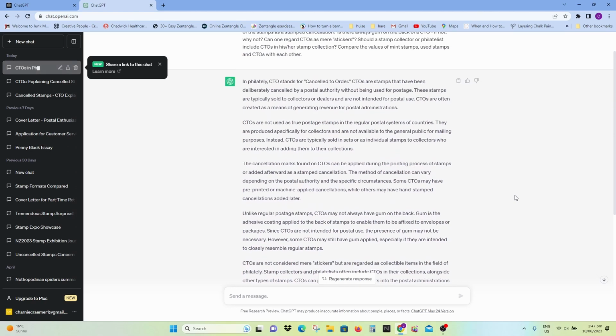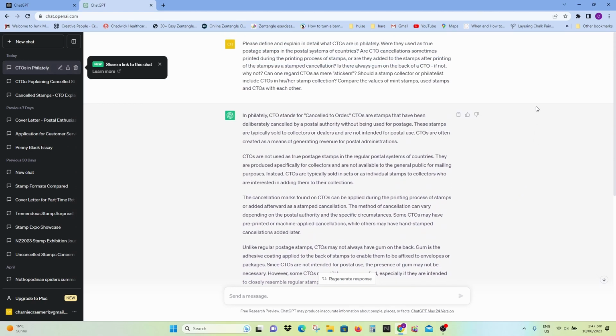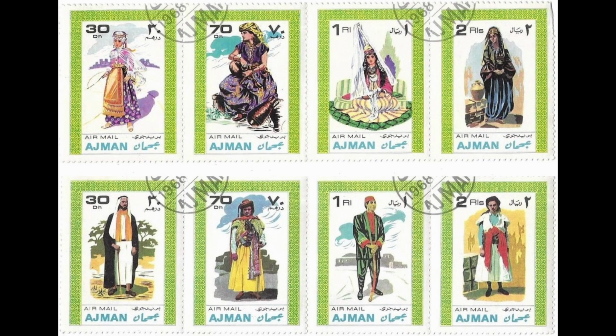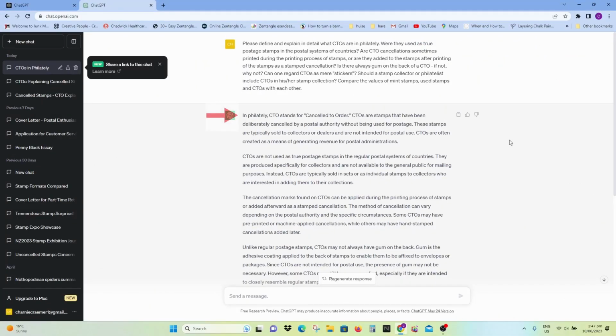Okay, I think we can start to read. You can read for yourself, but let me quickly read with you so that I can see how long it takes. In philately, CTO stands for cancelled to order. CTOs are stamps that have been deliberately cancelled by a postal authority without being used for postage. These stamps are typically sold to collectors or dealers and are not intended for postal use. CTOs are often created as a means of generating revenue for postal administrations.